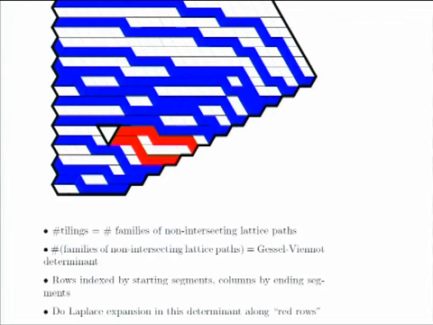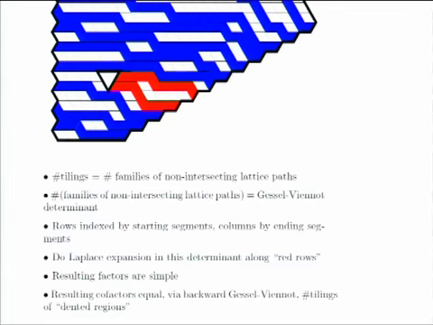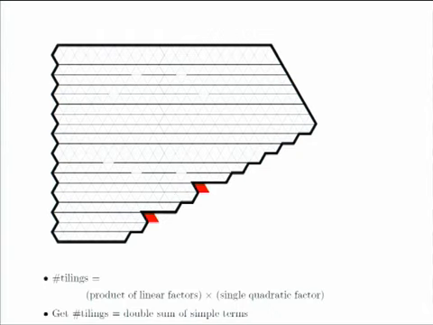The factors are nice, are just 2 by 2 determinants of binomial coefficients. But it turns out that the cofactors are also nice. Because the result for the cofactors can be interpreted using backward Gessel-Viennot as, again, being tiling numbers, numbers of tilings of dented regions. And the dented regions are these. So you just strike out the ending segments. And then the whole is no more because you did Laplace expansion.